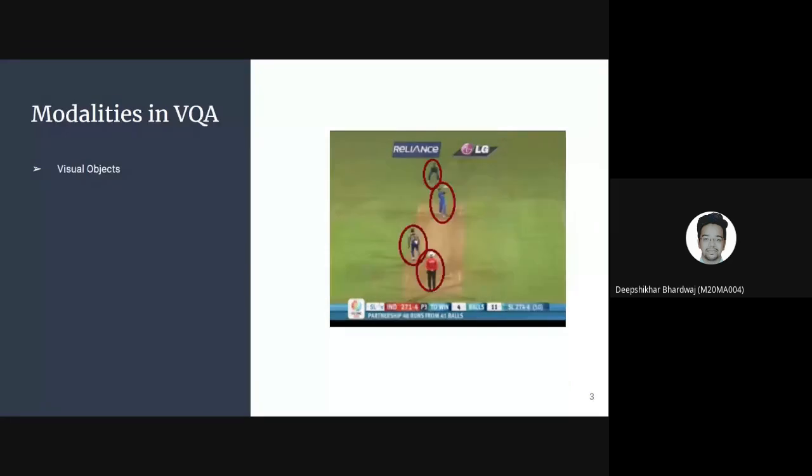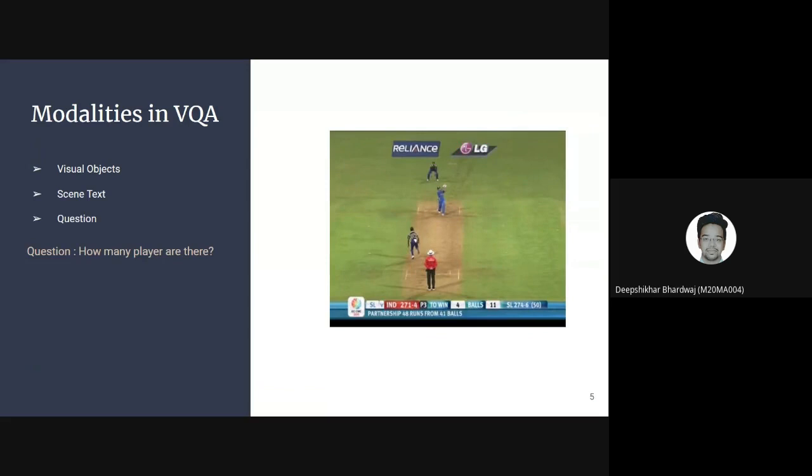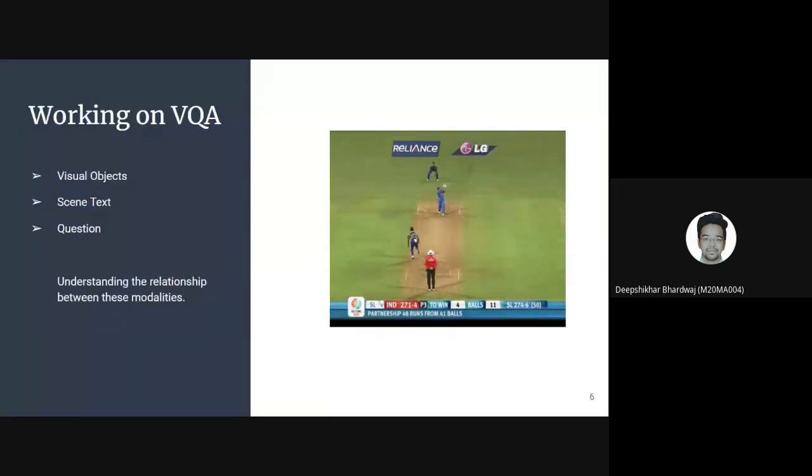In the VQA task, there are basically three modalities. First is the visual objects, which talks about all the visual objects here. Second is scene text, all the written text in an image. Third is the question. So we need to understand the relationship between all these modalities.